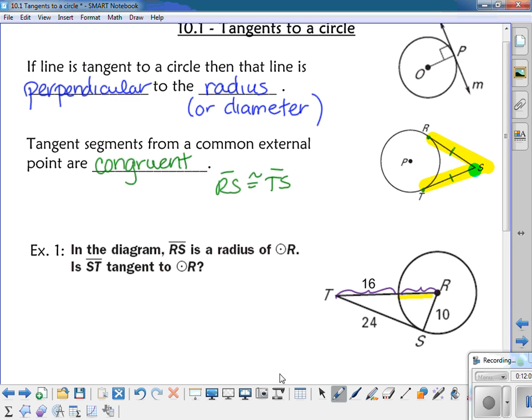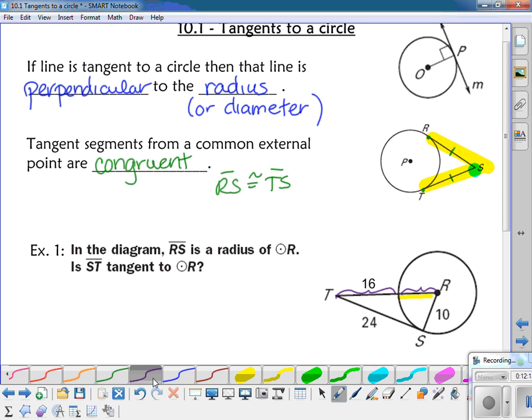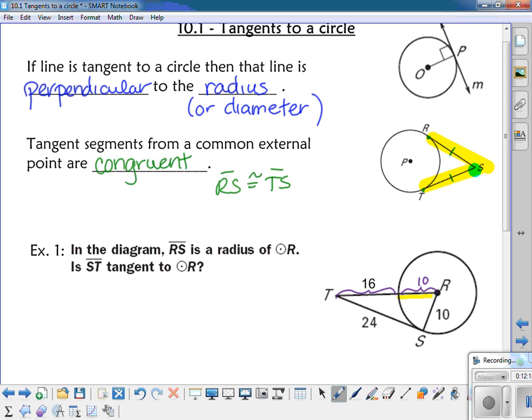It's a radius, right? And aren't all the radii the same? So what is that missing part? It has to be 10 also, doesn't it? Because it's a radius. So you find that the whole thing is 26.